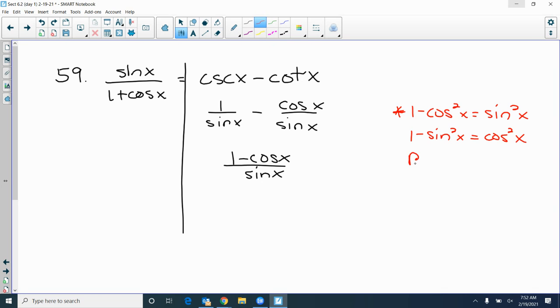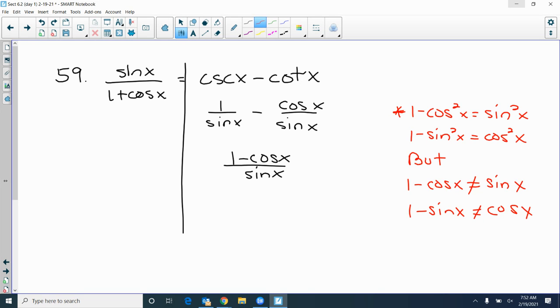But 1 minus cosine of x does not equal sine of x. And 1 minus sine of x does not equal cosine of x. Can't do that, okay? Got to be squared. So right there, you made that algebra mistake, you're done. You're probably never going to recover. So you just got to be careful there.